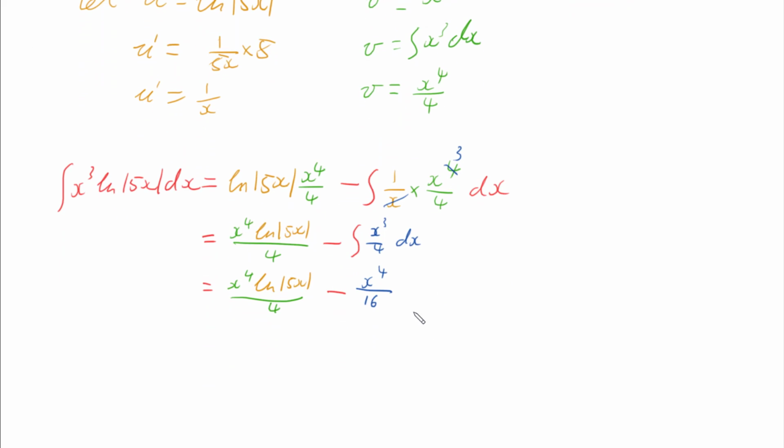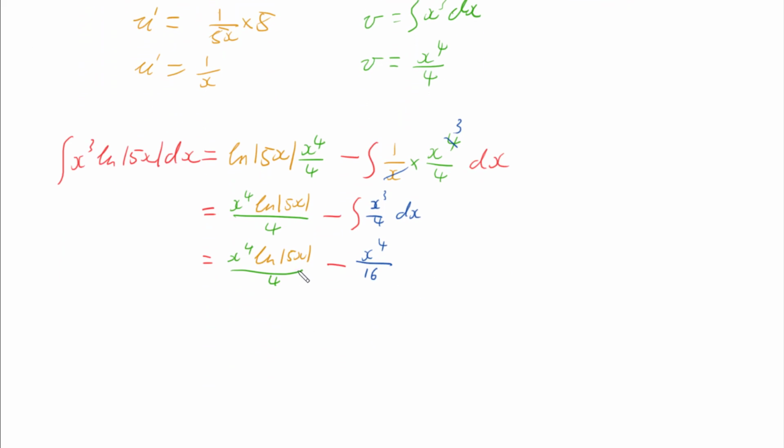And so now all I have to do is tidy this up a little bit. Both of these have an x to the 4, and we're also going to bring this on 16 out the front. So I'm going to have x to the 4 on 16 brought out the front, which means that so that this is still over 4, I've got to have what times 4 gives 16. Well, that means I'm going to have 4 times the ln of 5x, minus off, well, we've brought the x to the 4 out the front, we've brought the over 16 out the front, well, that just means we have an over 1 remaining.